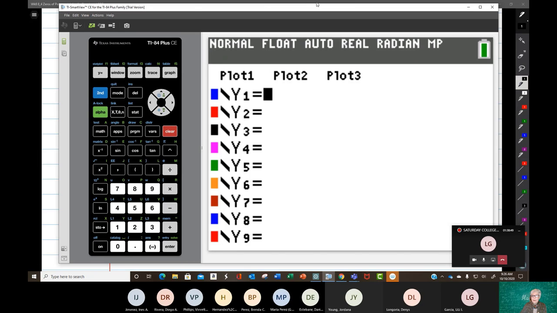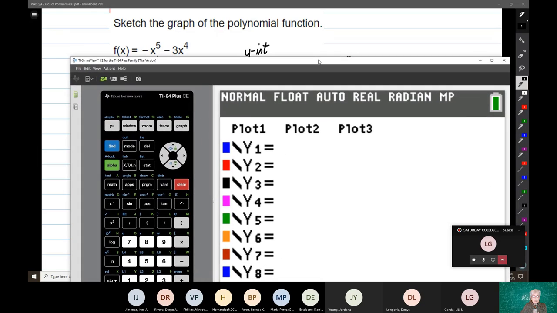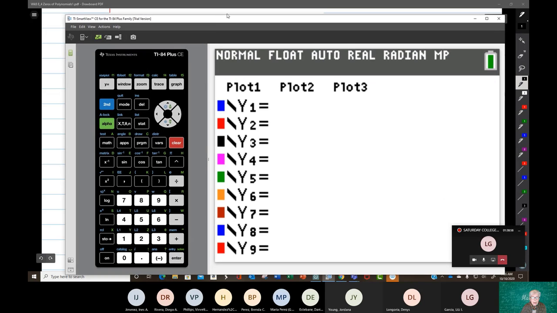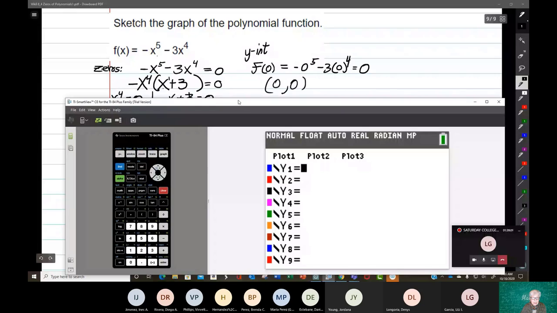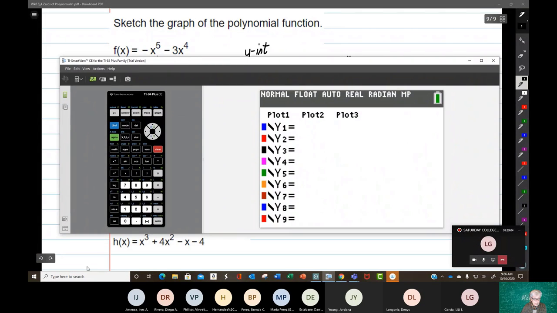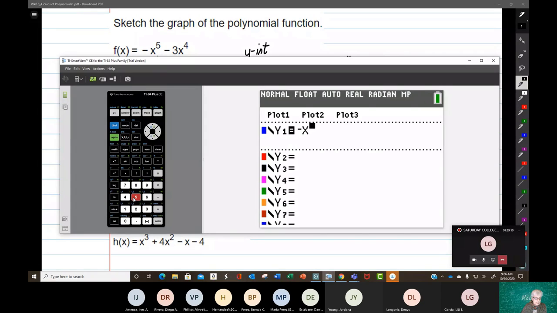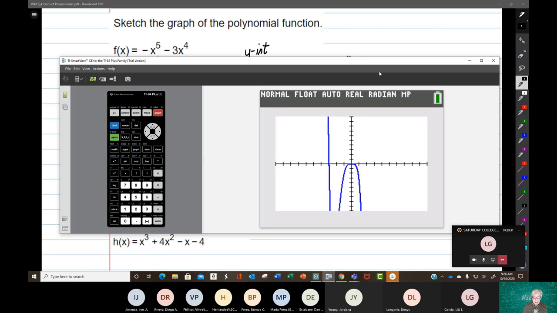So we are going to have negative x caret 5, come down, minus, not negative, this one's minus, 3x caret 4, come down. And now I'm going to graph it.